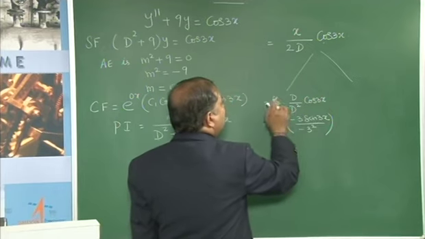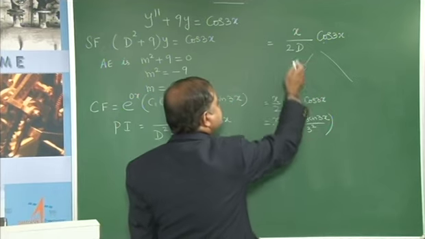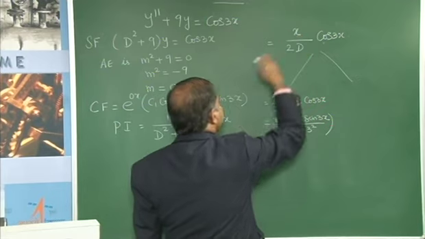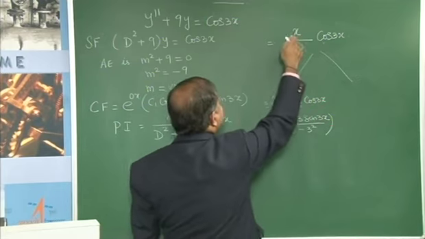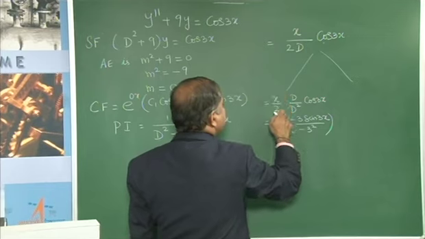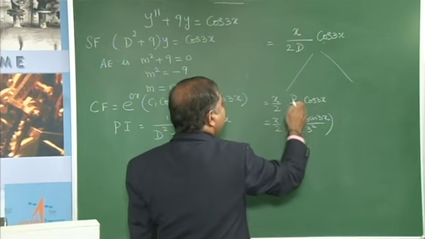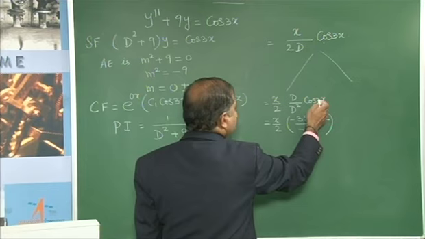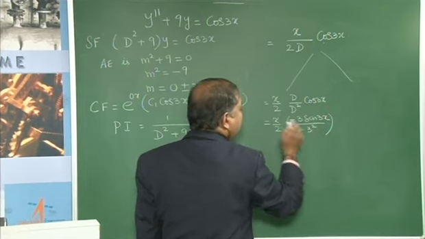Differentiation of cos, don't include this into the differentiation. If I multiply by x, the denominator becoming 0, then the job is over. So x by 2 separated, multiply by d in the numerator and denominator, differentiation of cos 3x, d square.